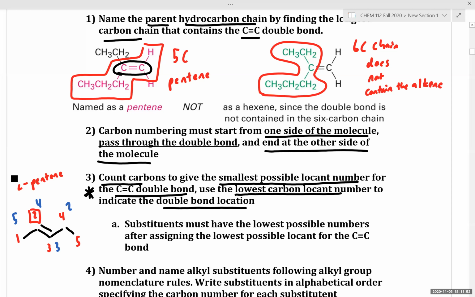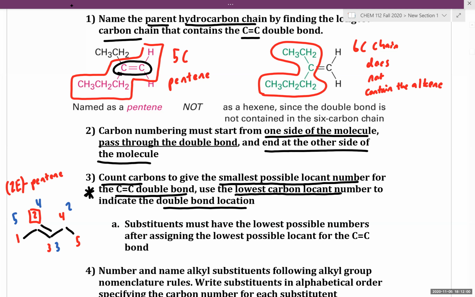If you're being fully accurate, we'd call this 2E pentene. We'll talk about that in a moment.